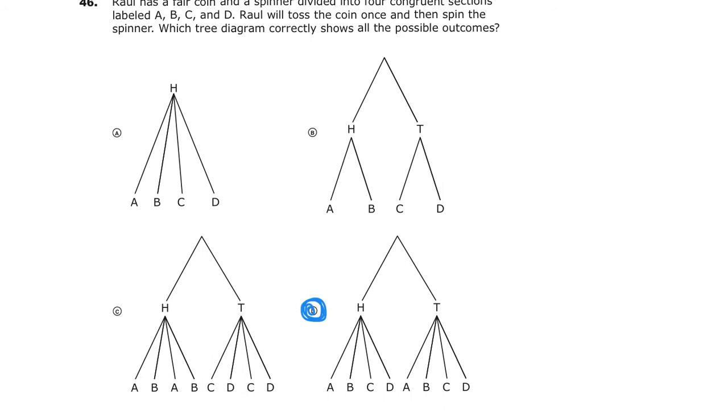It just is. Like, he's right. The other ones are incomplete, and when you've got C, it's showing that heads can only land on A or B, and tails can only land on C and D. Good.